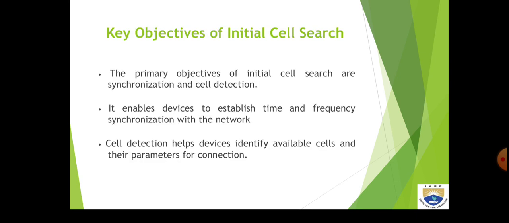Key objectives of initial cell search. The primary objectives of initial cell search are synchronization and cell detection. It enables devices to establish time and frequency synchronization with the network. Cell detection helps devices identify available cells and their parameters for connection.